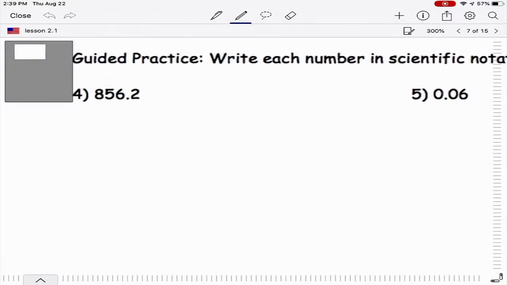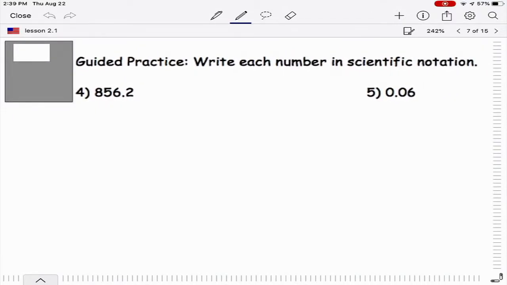All right, try this one on your own. You're to write both of these numbers into scientific notation. Please make sure you put a negative with the exponent if you need to. Once again, you know if an exponent is positive or negative based on the original number. If the original number was greater than 1, it's a positive exponent. If the original number is less than 1, it's a negative exponent.